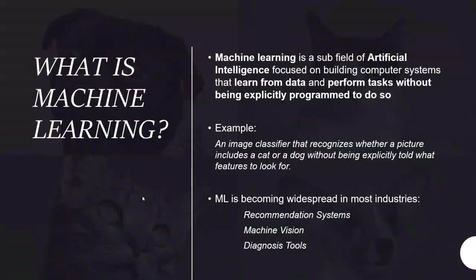So let's get started on machine learning. What machine learning is, it's really a subfield of artificial intelligence. People think about artificial intelligence as kind of like androids, really futuristic stuff. But really, machine learning falls into artificial intelligence because we are programming computer systems to really learn from data and to perform tasks without being explicitly programmed to do so.